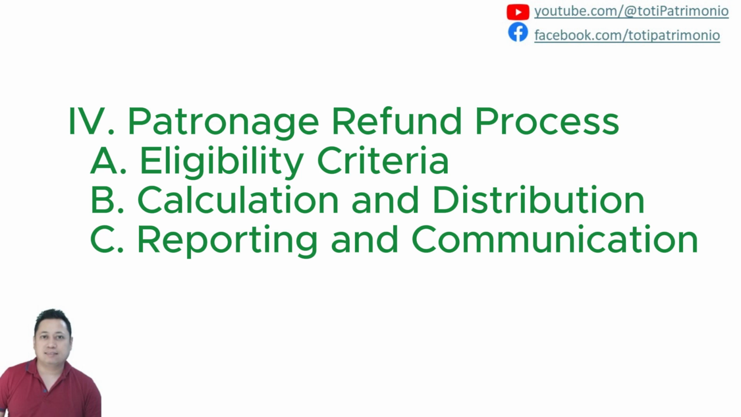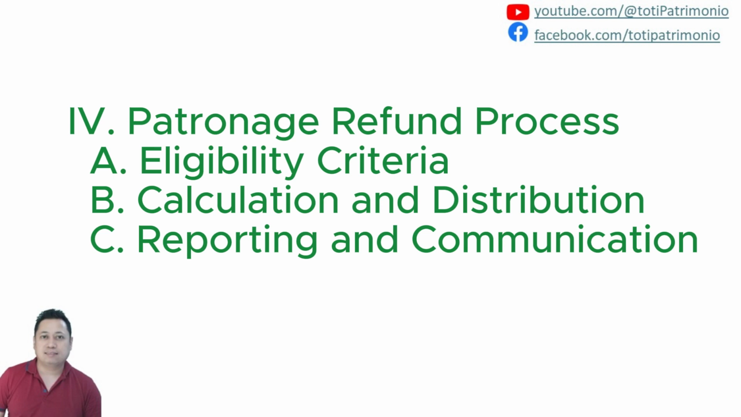Okay, so here once again, and we are now in chapter 4 of our course in the principles of patronage refund and the computation of the interest on share capital. In chapter 4, we will be discussing the patronage refund process and the subsections of the chapter, which are the eligibility criteria, where we will identify who are eligible, the calculation and distribution, and the reporting and communication. So these are the three subsections that we will be discussing in this chapter.